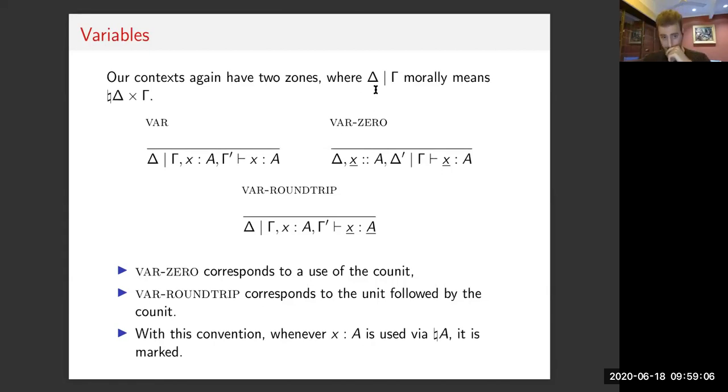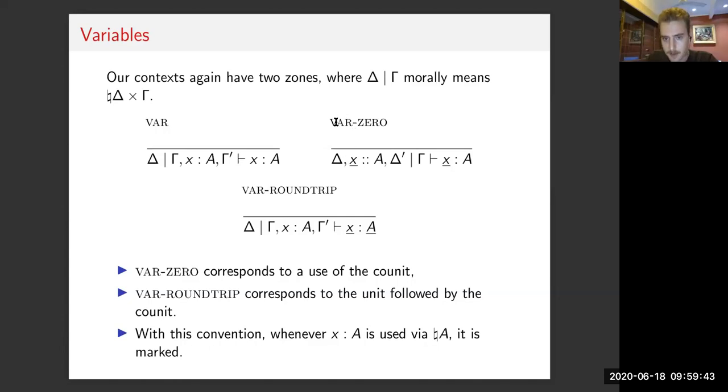Okay, so again, we're going to split our context into two zones. The meaning of a split context like this is that we're thinking of delta as having natural applied to it when we do anything. So we've got the ordinary variable rule. Again, gamma is just treated like an ordinary context, so we can use any assumption that we have in it.